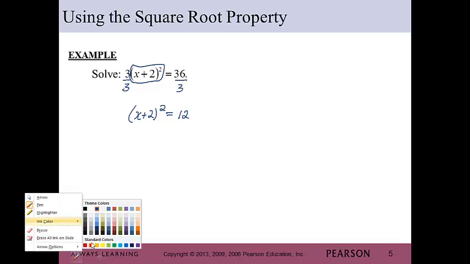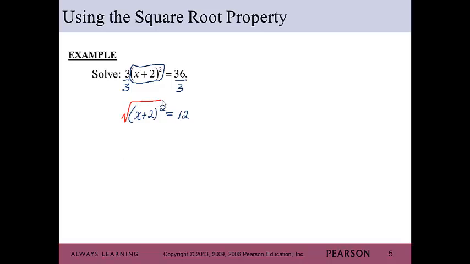Now we take the square root on both sides of the equation. So the square and the square root cancel. So we're going to have x plus 2 equals plus or minus. Now we can simplify the square root of 12. Remember that 12 is 4 times 3. So the square root of 12 is the same thing as saying the square root of 4 times the square root of 3, which is 2 square roots of 3. So this is x plus 2 equals plus or minus 2 square roots of 3.